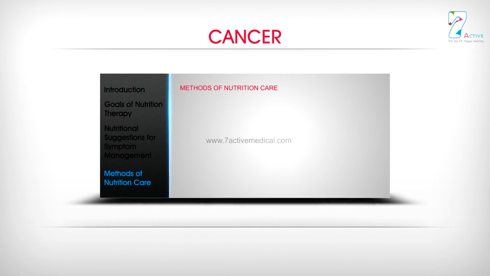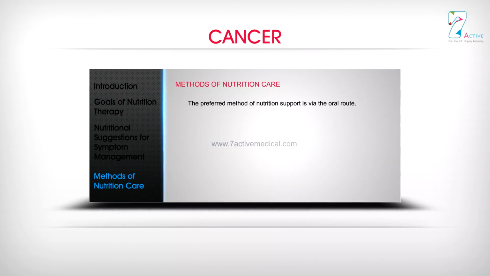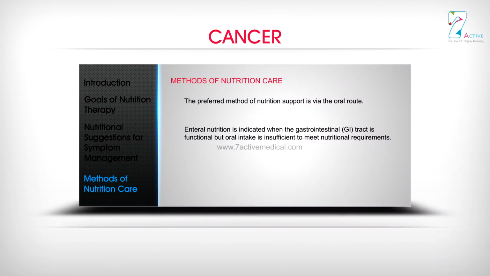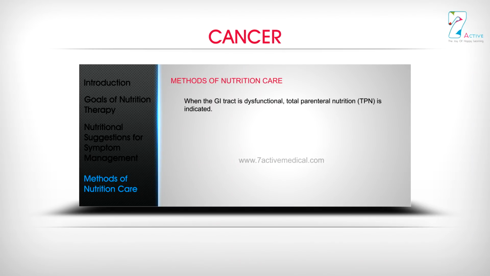Methods of nutrition care. The preferred method of nutrition support is via the oral route. Enteral nutrition is indicated when the gastrointestinal (GI) tract is functional, but oral intake is insufficient to meet nutritional requirements. Common situations in which enteral nutrition may be needed include malignancies of the head and neck regions, esophagus, and stomach. When the GI tract is dysfunctional, total parenteral nutrition (TPN) is indicated.